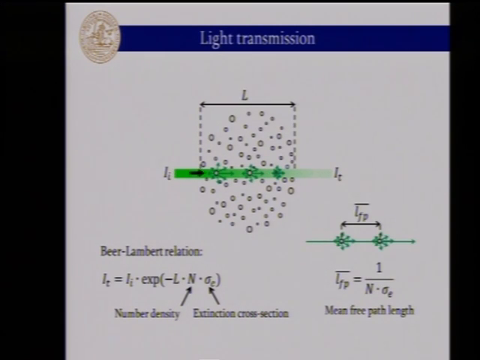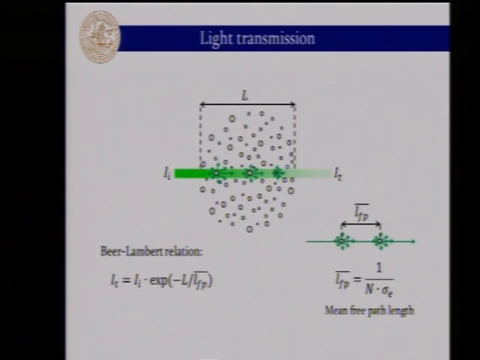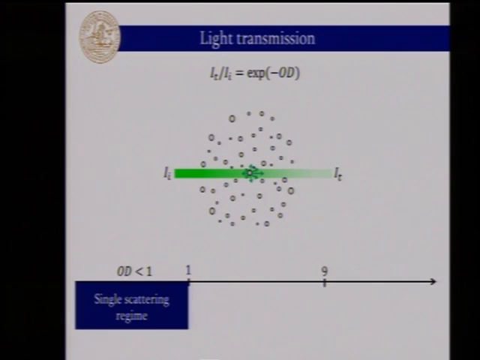This can be calculated by the inverse of the number density times the extinction cross-section. So if now you take the full distance of your spray and you divide by the mean distance where you have different scattering events, then you can extract the average number of scattering events. And this is what is called the optical depth, which tells you, on average, along the path of the beam, you have this number of scattering events. So you can use this quantity to define different scattering regimes.